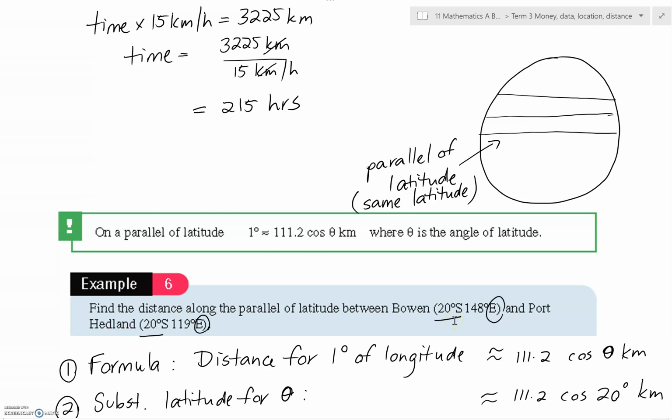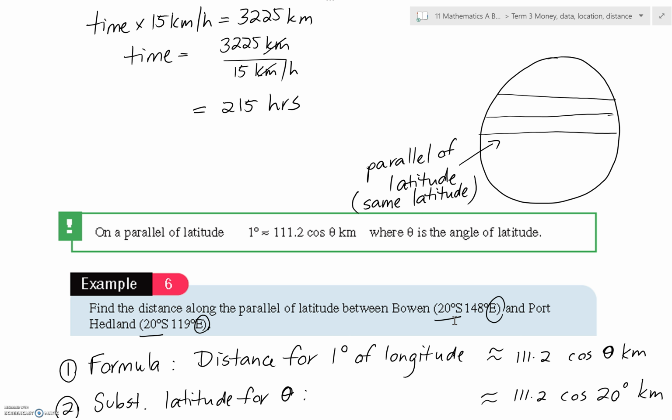Okay, welcome back. So this is the second part of our lesson on distance and speed on the Earth's surface. What we're going to do now is work out how far somewhere might be if it's on a different longitude but the same latitude. So if you see those words on a parallel of latitude, that means the latitude is the same.